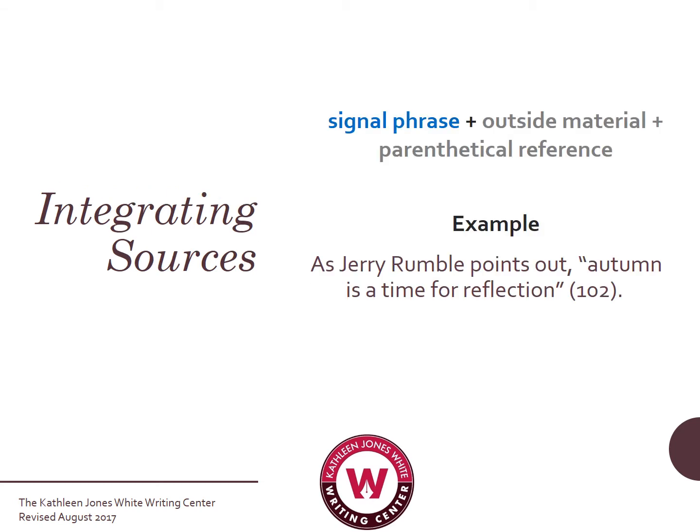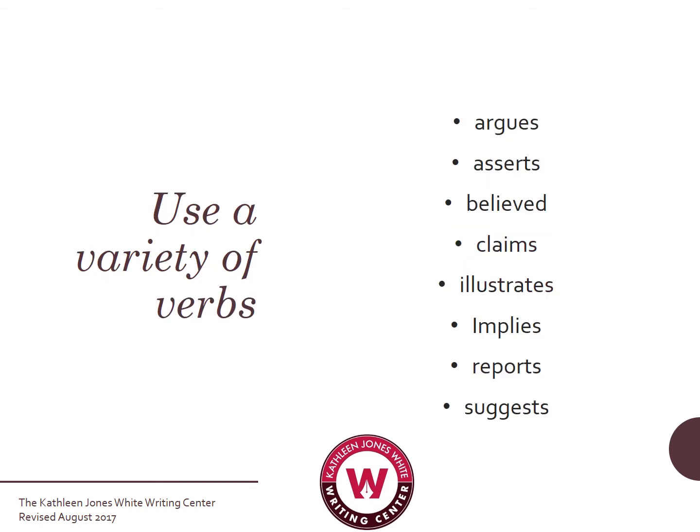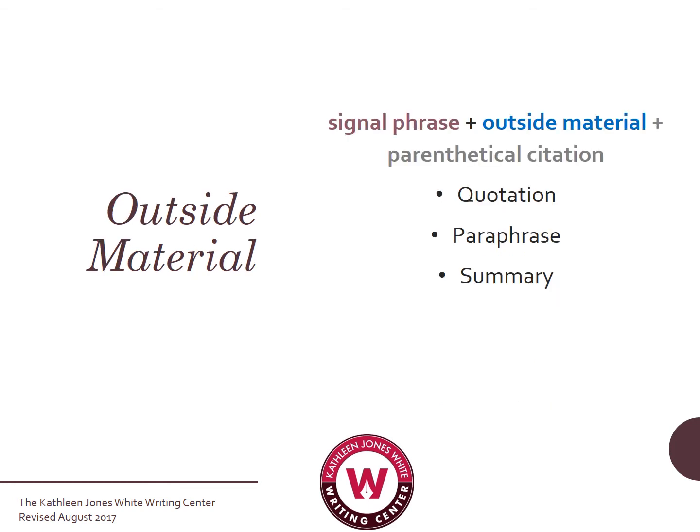Here's an example of a signal phrase. In this example, "as Jerry Rumble points out," is the signal phrase because it appears before the outside material. When you use a signal phrase, it's important to also use a strong verb to lead into the outside material. Here are some examples. Can you think of other strong verbs that you might use? We just reviewed signal phrases, so now let's talk about how to include outside material in your paper.